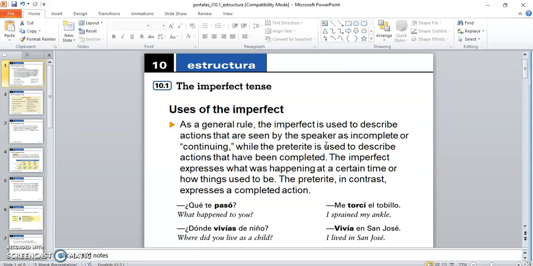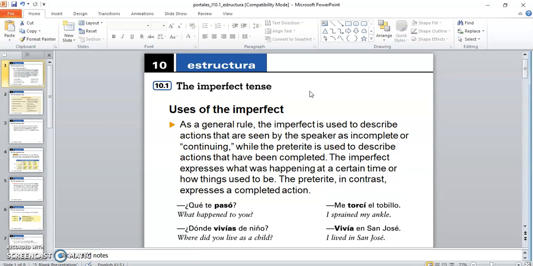In this lesson, we're going to be talking about the imperfect tense and then the uses of the imperfect versus the preterite tense. As you have learned, we've been talking about the preterite tense as a way to communicate events or things that have happened in the past. As I mentioned in previous videos, there are two tenses in Spanish. One, the preterite, which we learned, and then this, the imperfect.